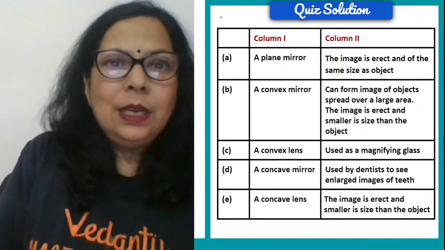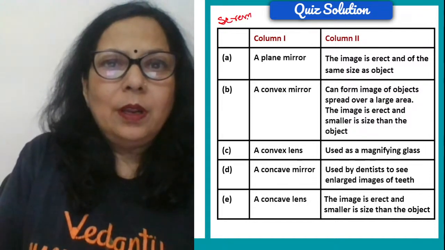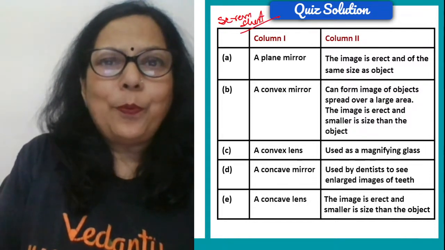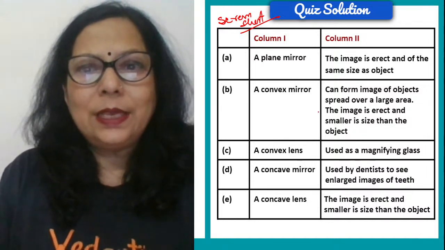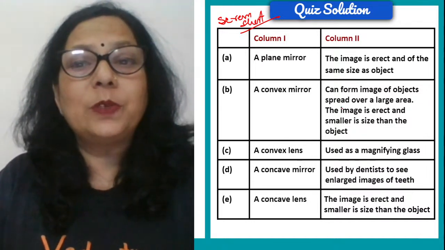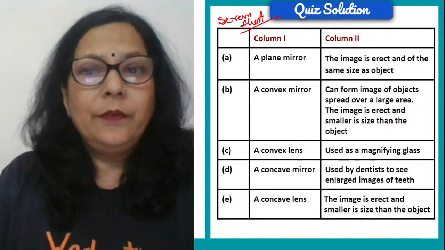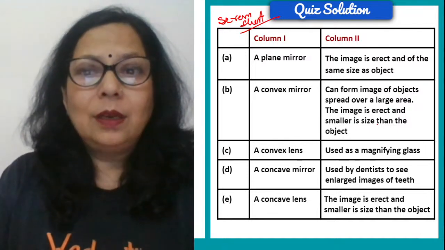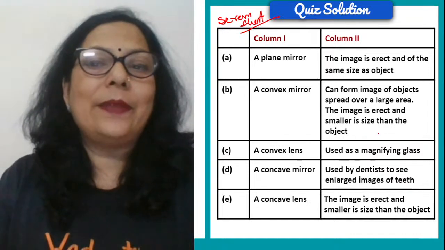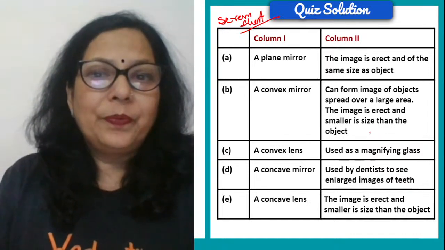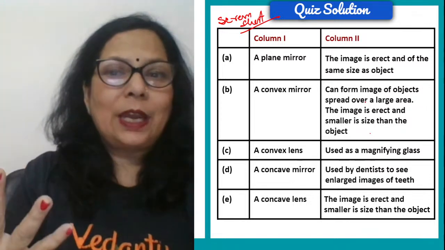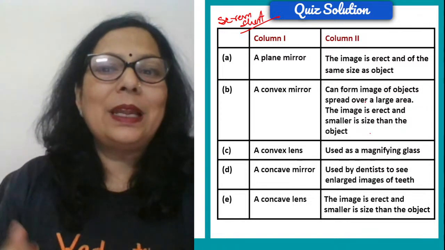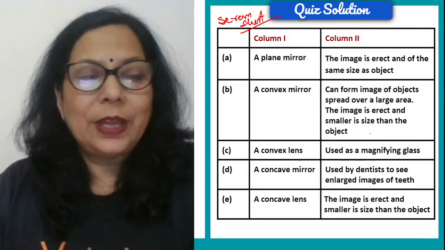Come on, take a screenshot of this, children. Learn it. These are the important characteristics. Plane mirror, image is erect and of the same size. Convex mirror can form image of object spread over a large area. The image is erect and smaller in size than the object.